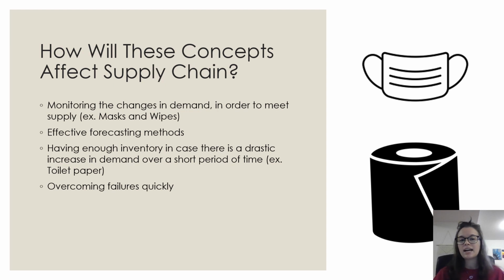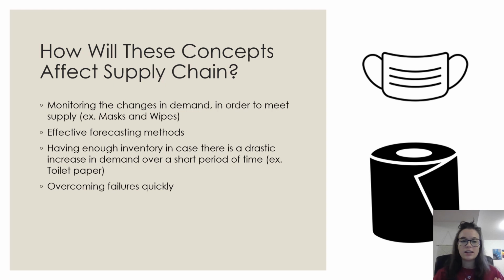The companies need to have a safe holding inventory in case there's an influx in demand that happens really, really quickly, in order to meet that demand, like big box stores such as Walmart and Home Depot that need these items. And then companies also need to overcome their failures quickly.